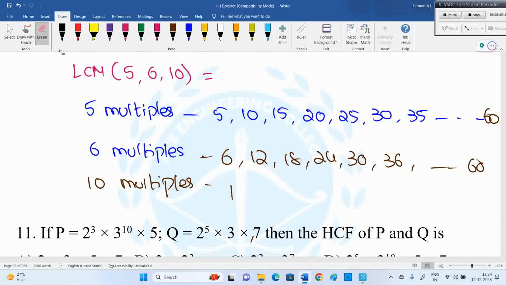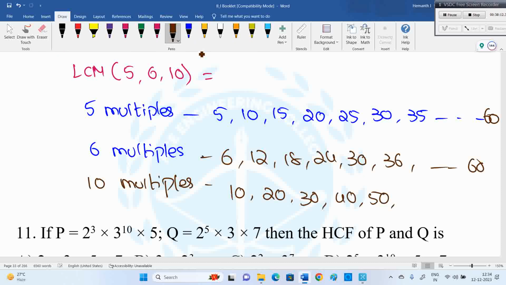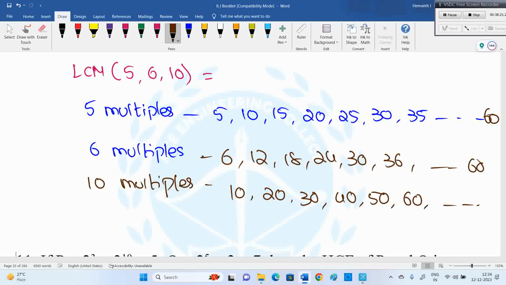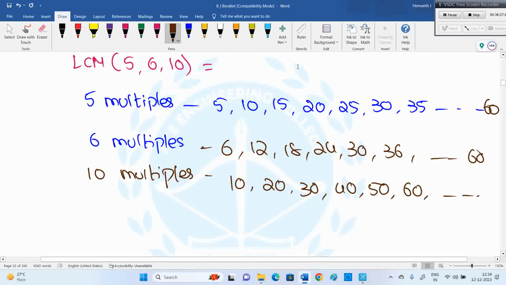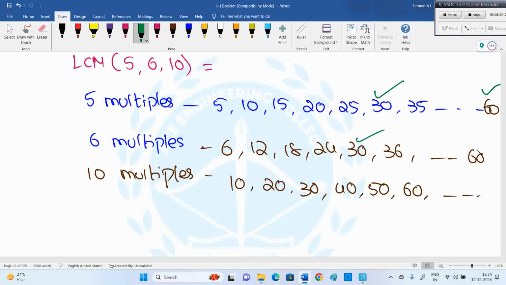Now you can understand what LCM basically is. So we have 10, 20, 30, 40, 50, 60, and so on. If you identify the common multiples, 30 and 60 are there. Among that, the least one is 30. That is why LCM is 30 for this. First we take multiples, and among them the common numbers are nothing but 30 and 60. Still it will keep going.